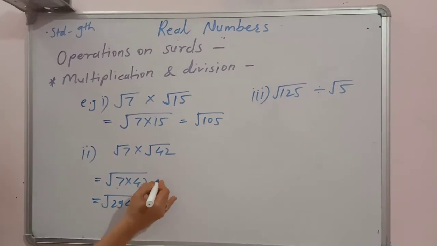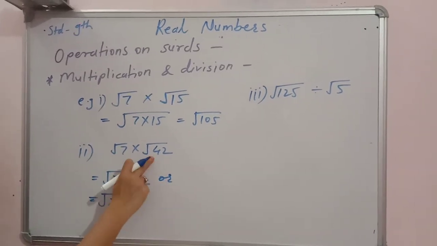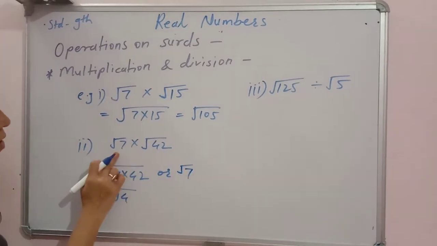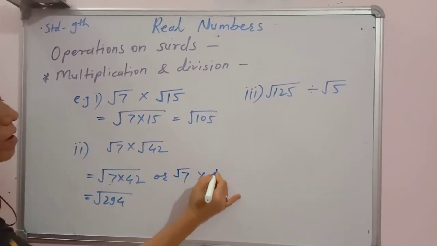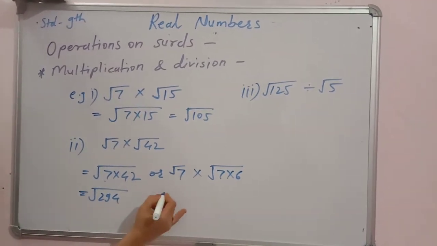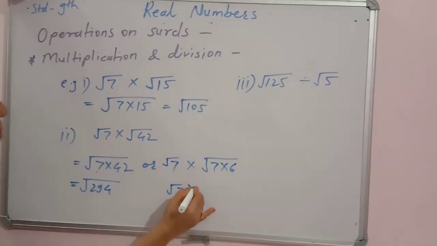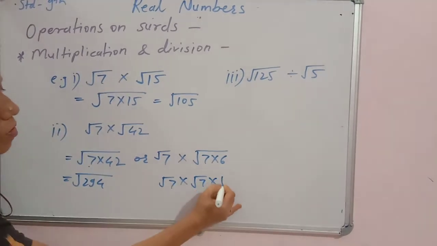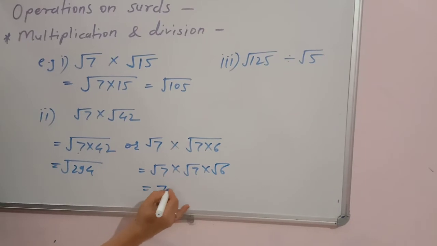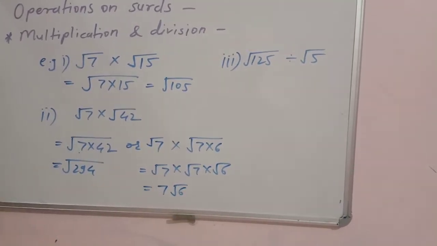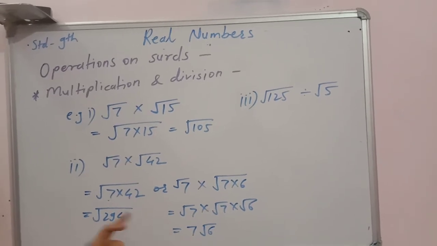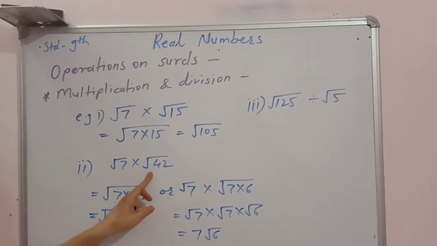Or you can write it like this. You can write this surd in its simplest form. It is root 7 multiplied by root 7 times 6, that is root 7 multiplied by root 7 multiplied by root 6. And root 7 multiplied by root 7 is 7. So 7 root 6 is the answer in the simplest form. So you can do the multiplication like this.